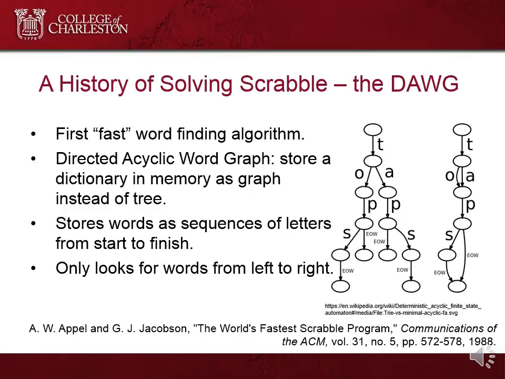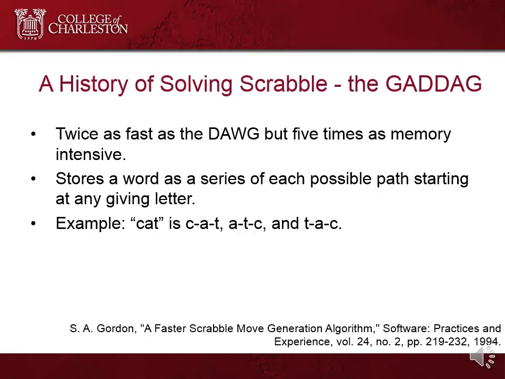As in a tree structure, the DAWG stores words as sequences of letters from start to finish. When applied to finding words in Scrabble, the DAWG only looks for words from left to right, or start to finish. This biases the words that AIs that use DAWGs can easily find. The GADDAG is an improvement over the DAWG because it addresses the DAWG's directionality.